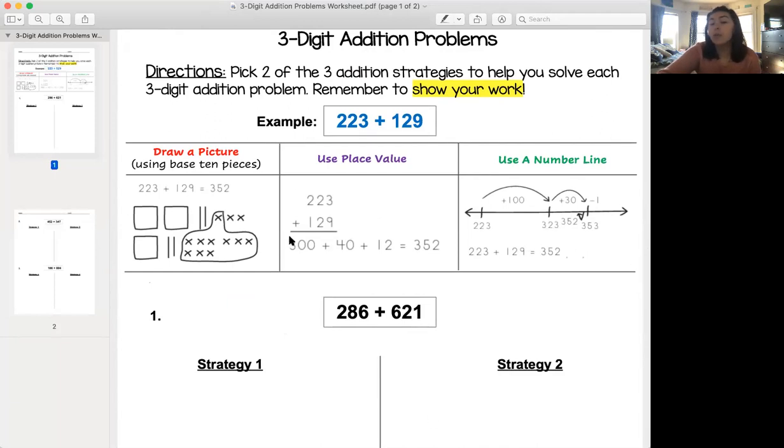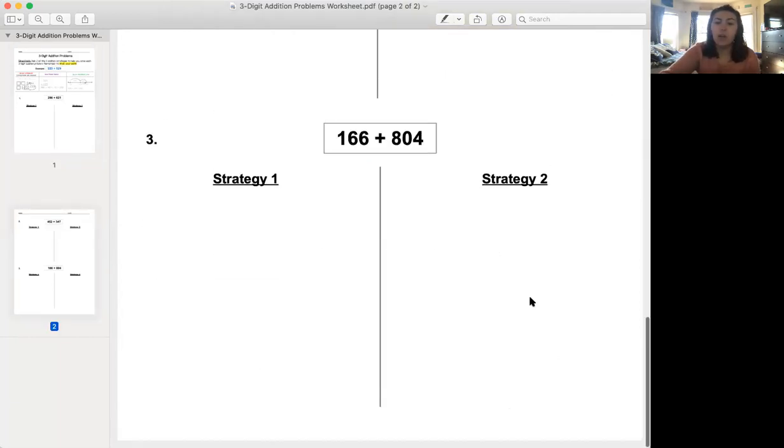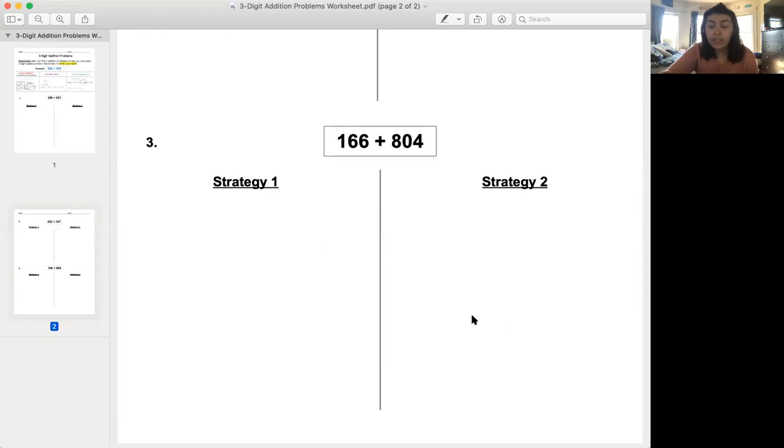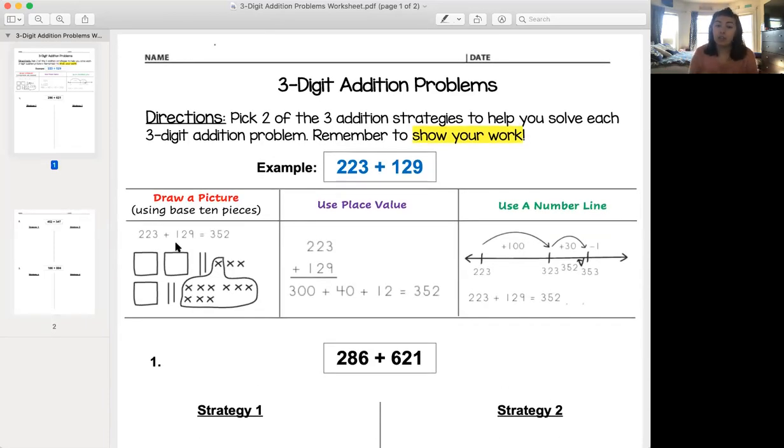So you need to pick, or you can mix it up. So you could do place value and base 10 here. Maybe you want to use number line and place value here. Maybe you want to use expanded form and number line here. It doesn't matter. You just need 2 different strategies for each one.